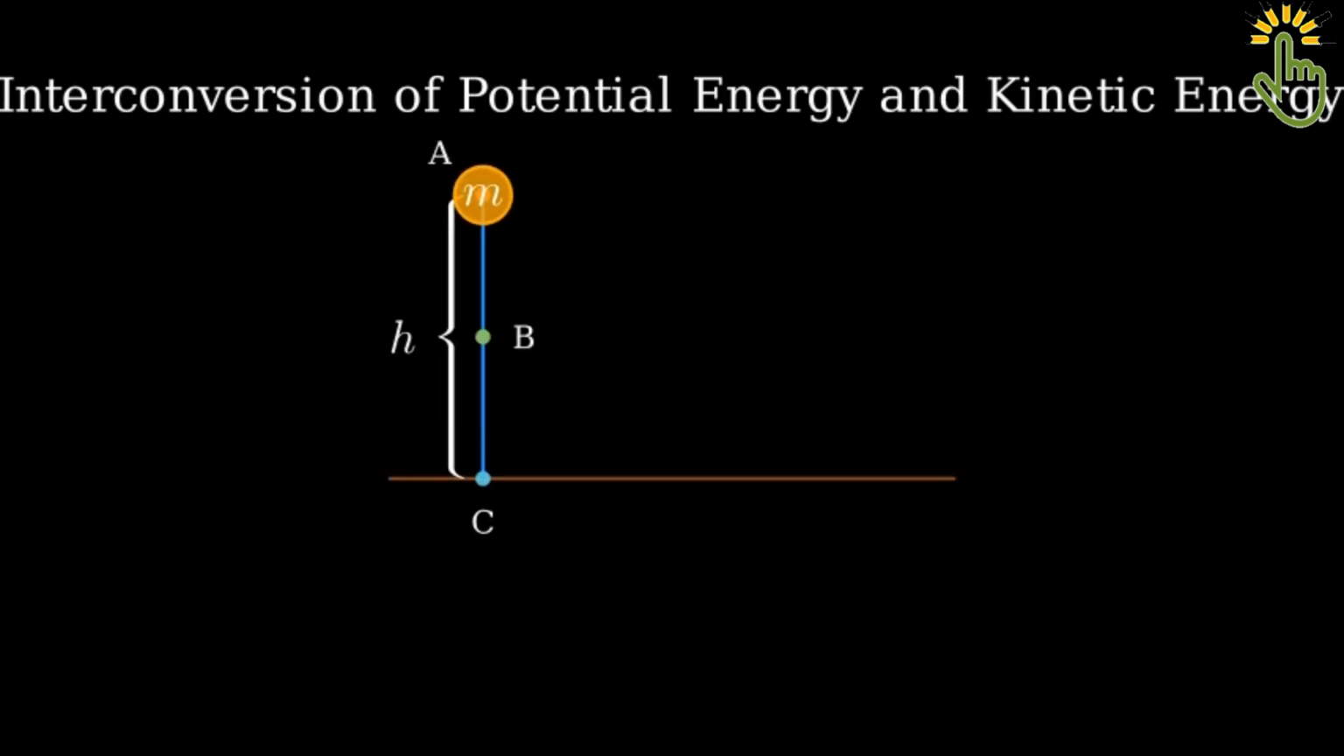We have a body with mass m at rest at a height h above the surface of the Earth. At this initial position, which we'll call point A, the body has potential energy equal to mgh, where g is the gravitational acceleration, and its kinetic energy is 0 because it's at rest. Now, let's release the body and see what happens as it falls.